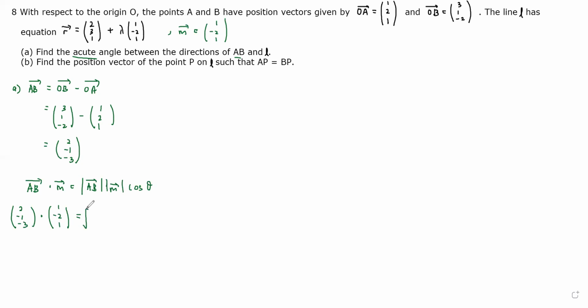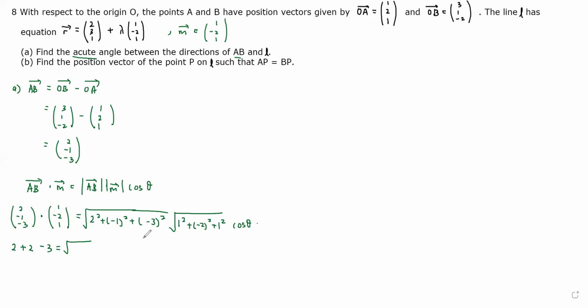The magnitude of vector AB is the positive square root of the sum of squares of 2, negative 1, and negative 3. The magnitude of vector M is the square root of the sum of squares of 1, negative 2, and 1, multiplied by cosine theta. So to find the dot product, we multiply the I components, that is 2, multiply the J components, that is 2, the K components is minus 3.